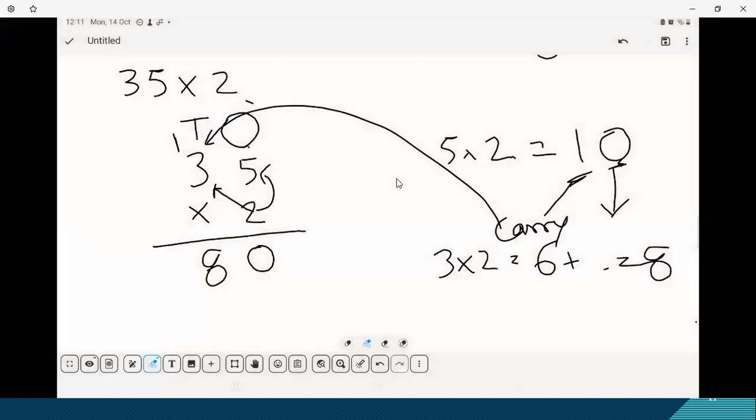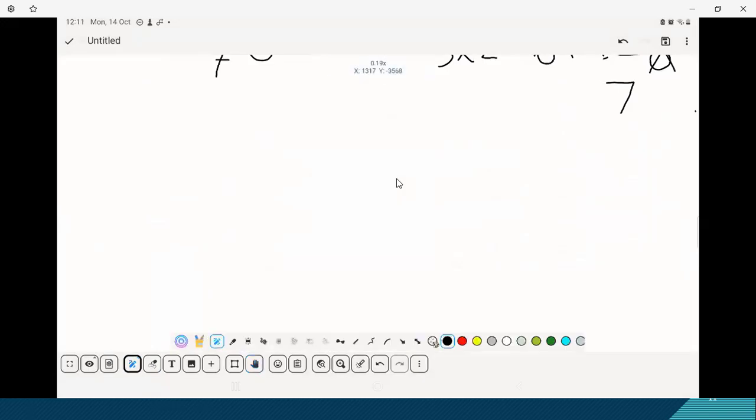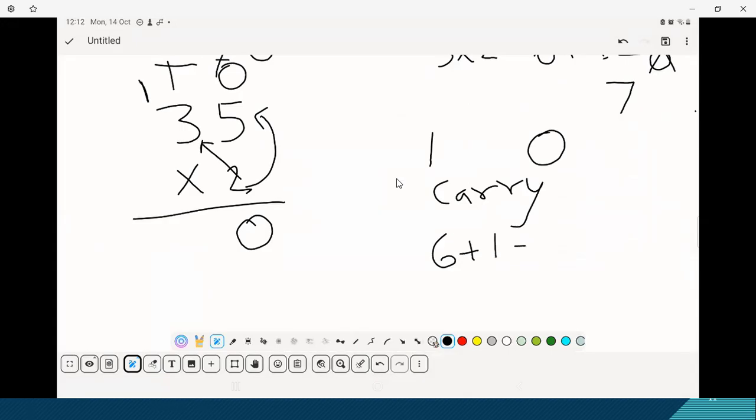So 6 plus 1, that is not 8, that will be the 7. So the answer will be 70. Again, I'm repeating the same thing. If we have to multiply 35 by 2, let's see again. We will write 35 below the T and O and multiply it by 2. 5 twos are 10, 0 will be the answer, 1 is going to carry. Then 3 multiplied by 2 is 6, 6 plus 1 is 7. So the answer is 70. I hope there is clear understanding.